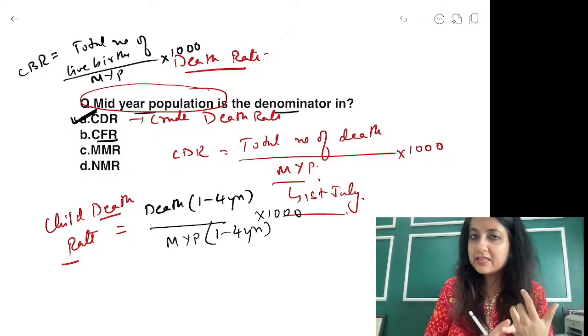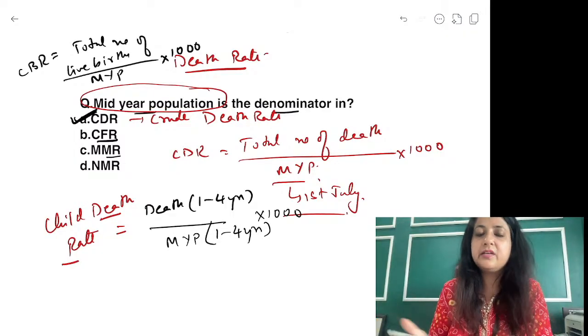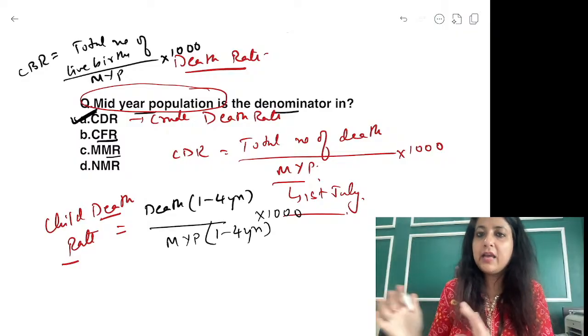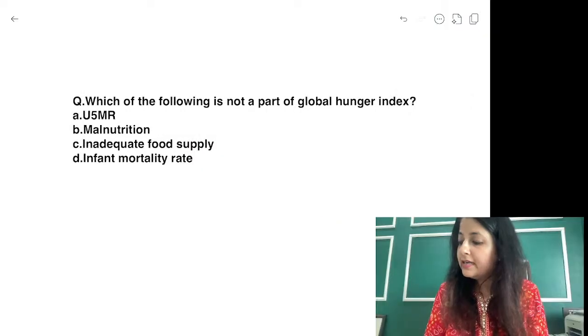That is okay, that we will discuss. CFR we will discuss today. What is case fatality rate? MMR we will discuss in some other lecture. Maternal mortality rate and ratio and neonatal mortality rate will be taken up in preventive pediatrics. Okay, let's go to the next one.